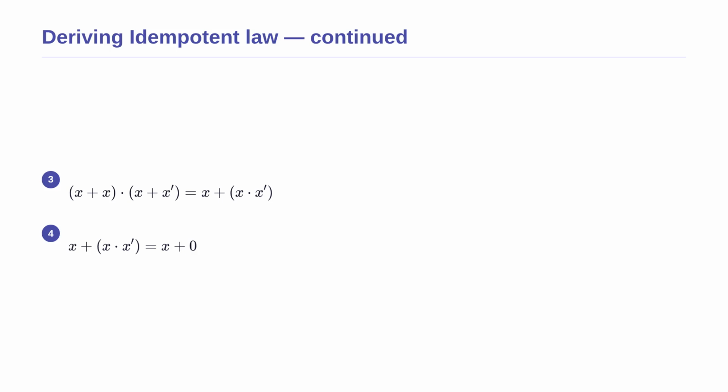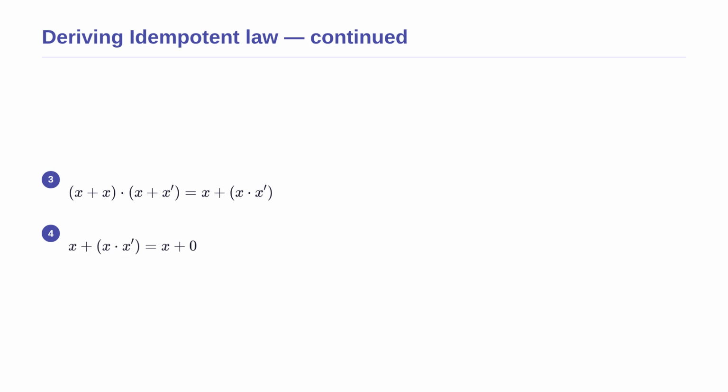Continuing with our proof, we now apply the distributive law in reverse, which is very similar to factoring in regular algebra. Notice that both groups inside the parentheses start with the exact same terms, which are the variable x and the plus sign. The distributive law allows us to factor out this common x, leaving us with x added with the product of the remaining unique terms, which are x and x prime.